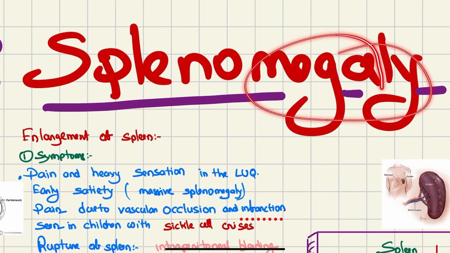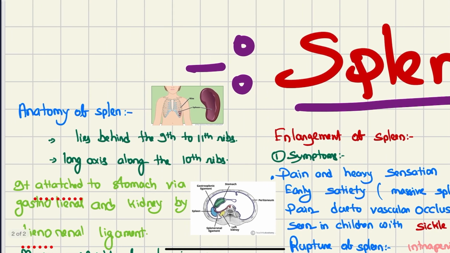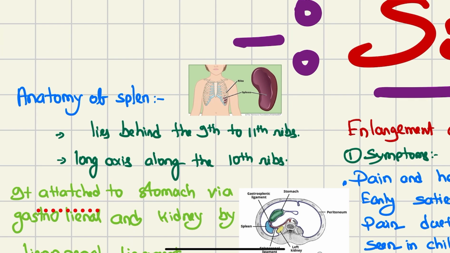Let's talk about splenomegaly. The spleen is situated in the left upper quadrant. It lies behind the 9th, 10th and 11th ribs, and its long axis is situated along the 10th rib.